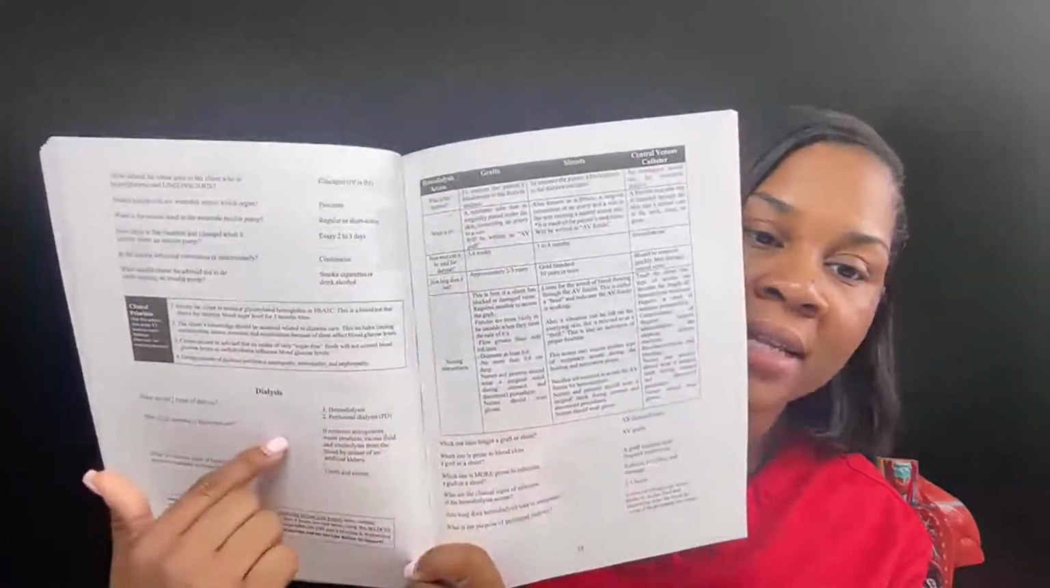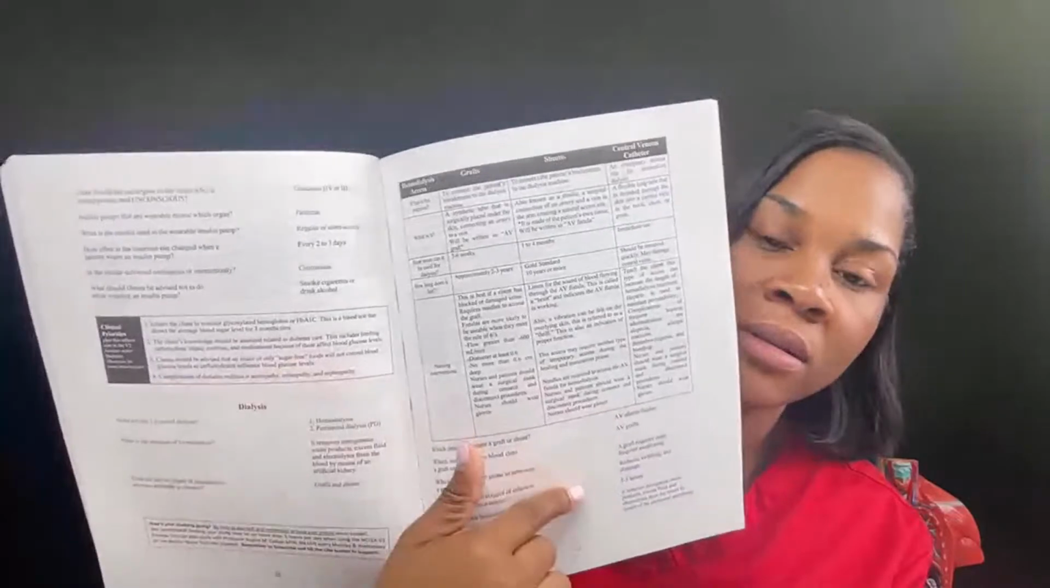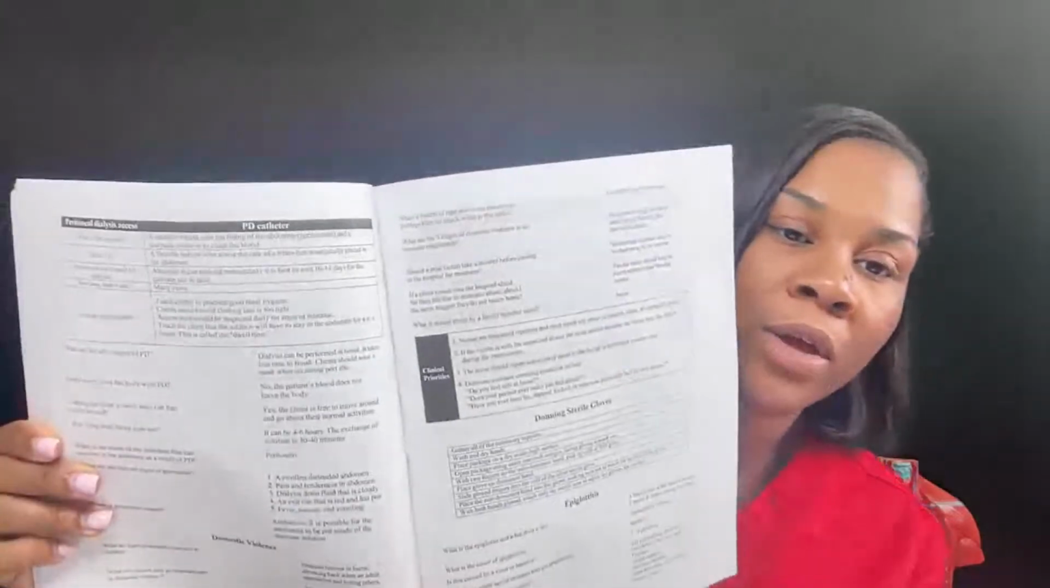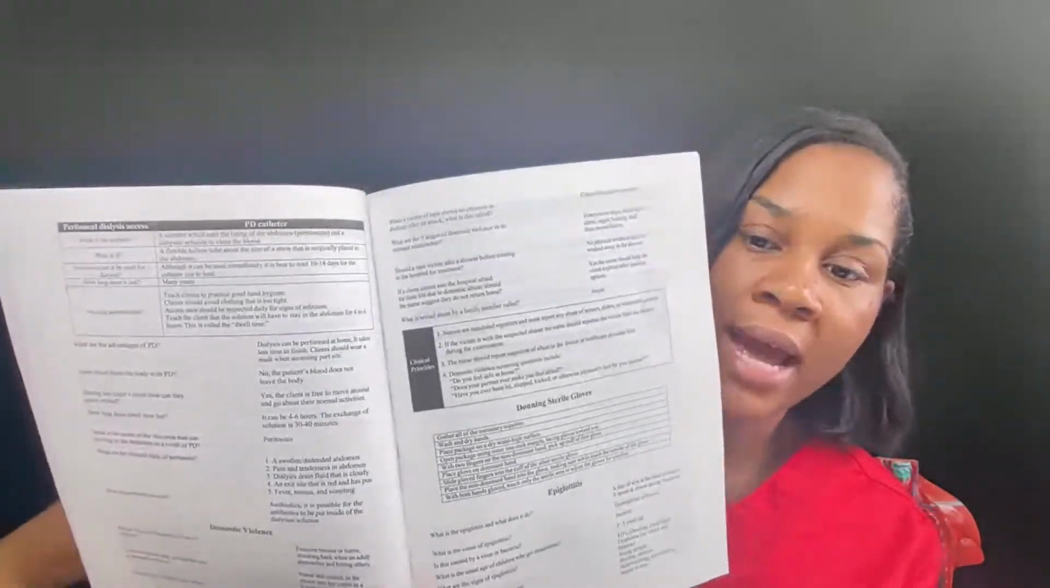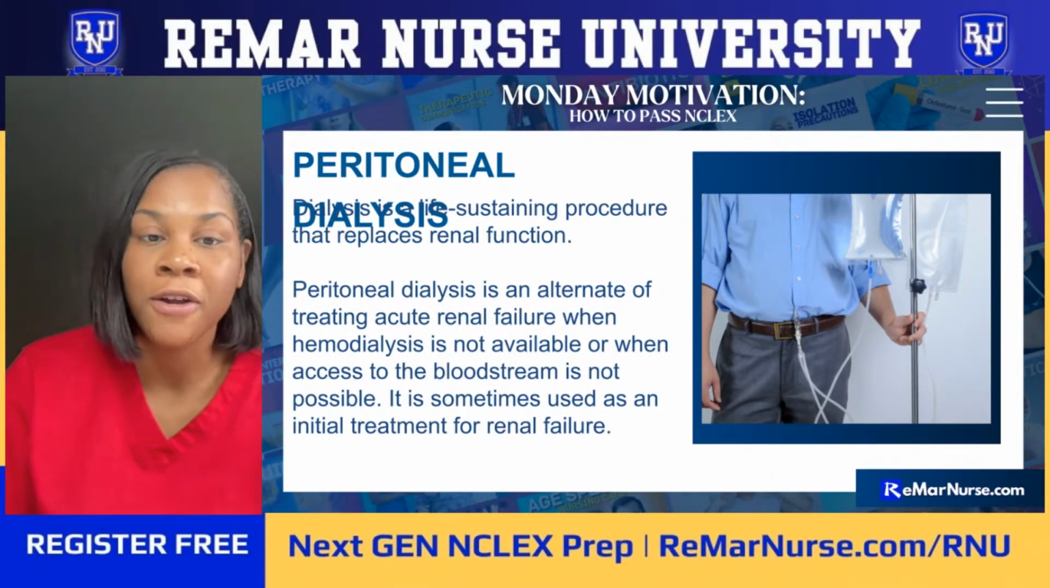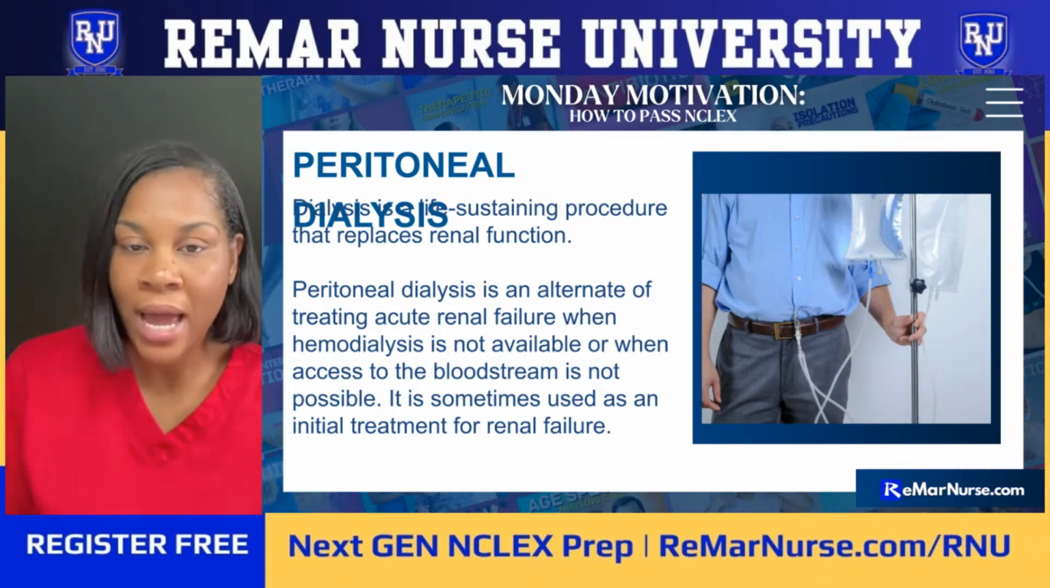It goes over dialysis, the different access ports for dialysis, and then on page 34, we go over peritoneal dialysis. This is what I'm working from today. Feel free to add these notes. So anyhow, peritoneal dialysis is also considered a life-sustaining procedure, and it is an alternative treatment to hemodialysis.